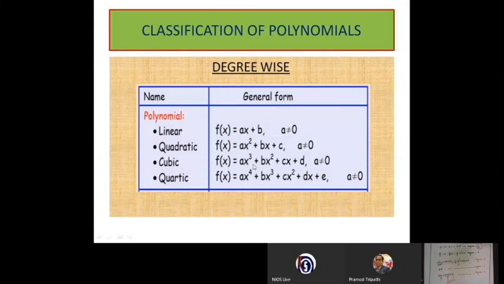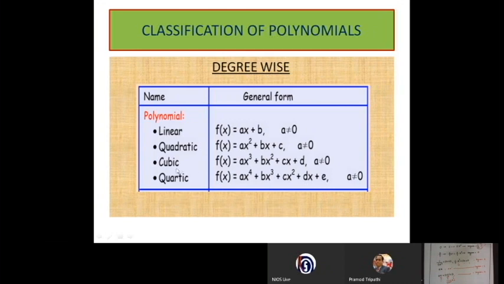And in the second term bx square, the degree of the term is 2 because the exponent is 2 here. In the third term cx, the exponent is 1, so the degree of the third term is 1. And the last term, d, is a constant here, so the degree of this term is 0. So in all these four terms, the highest degree is 3. Hence, it is a cubic polynomial.